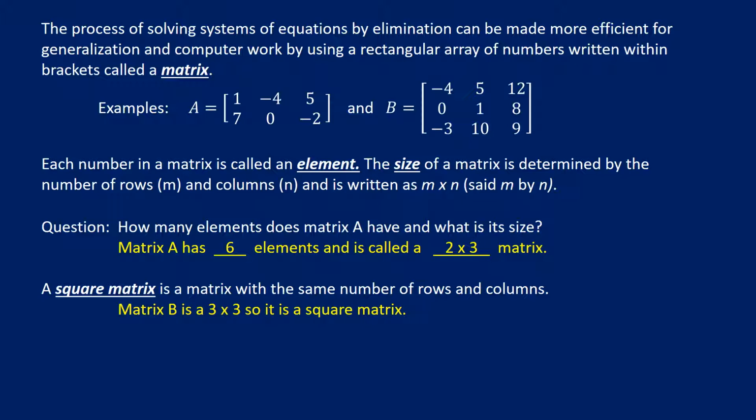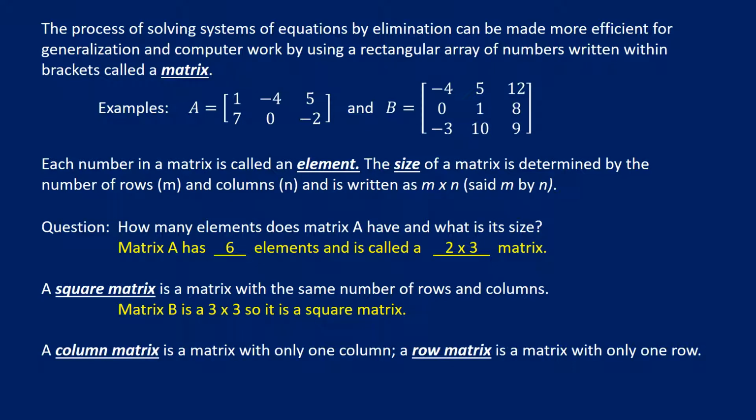A square matrix is a matrix that has the same number of rows and columns. Matrix B is an example of this because it is a 3 by 3, 3 rows and 3 columns. A column matrix is a matrix with only one column, but it could have an infinite number of rows. Similarly, a row matrix is a matrix with only one row, but it could have an infinite number of columns.